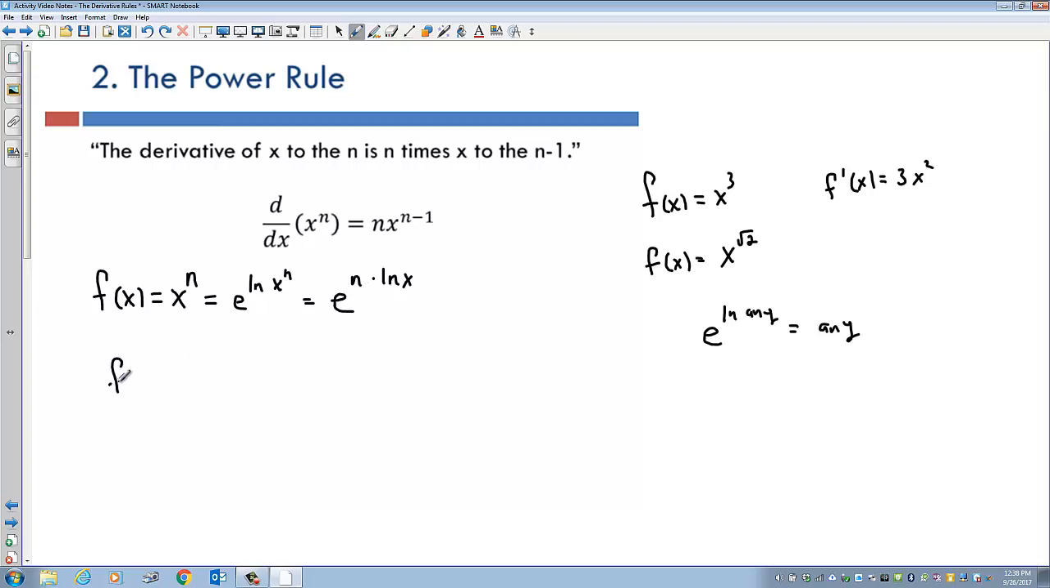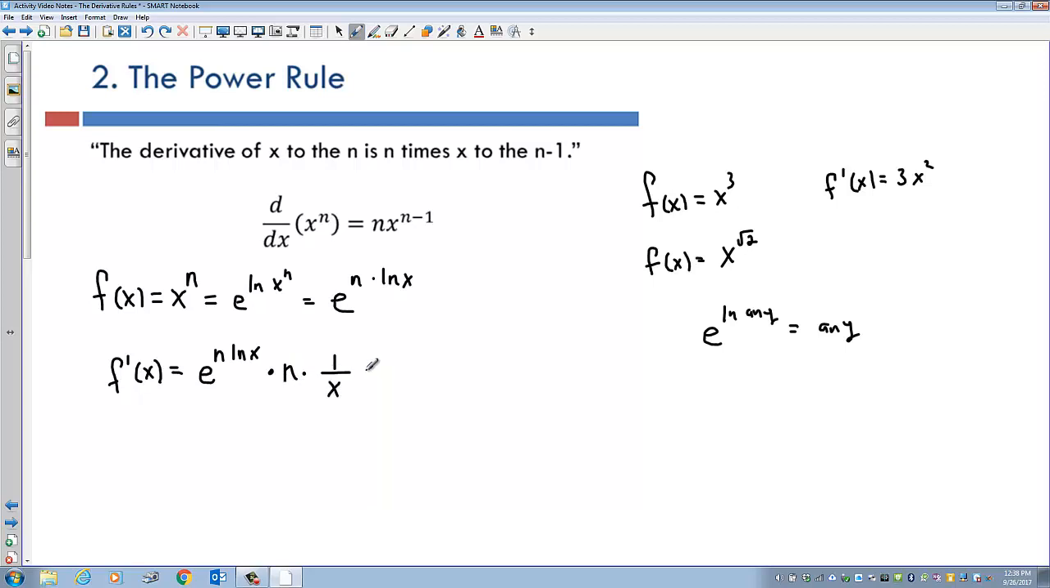So the idea is then I can take the derivative using the chain rule. And so you have an outside and an inside. So the derivative of e is just e again. So we just copy it down: e to the n times ln of x, all in the exponent. And then times the derivative of the inside. So the derivative of the inside, n times ln of x: n's a constant, so you just write down n times the derivative of ln of x, which is 1 over x.